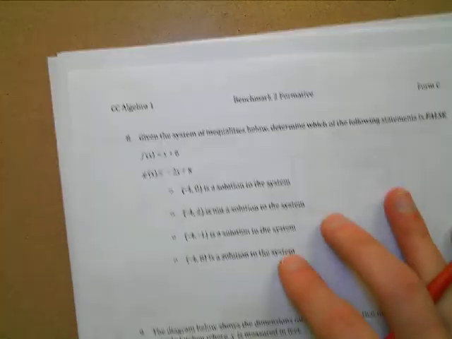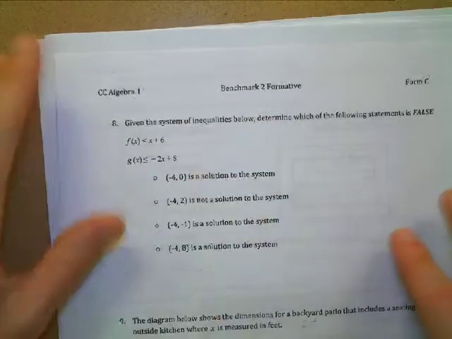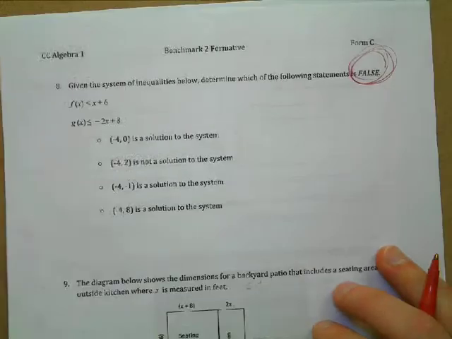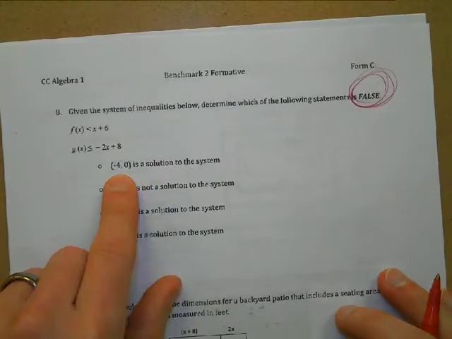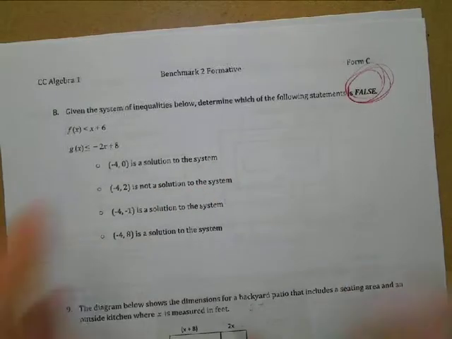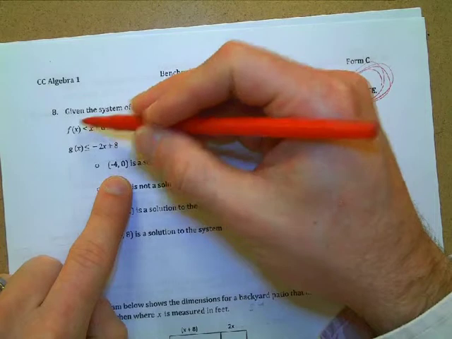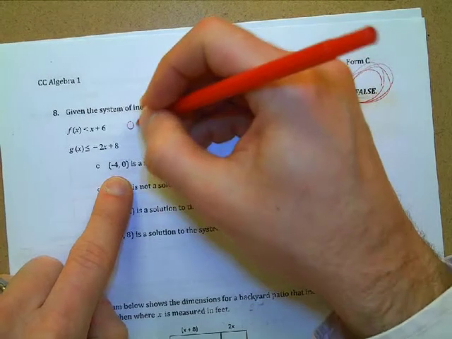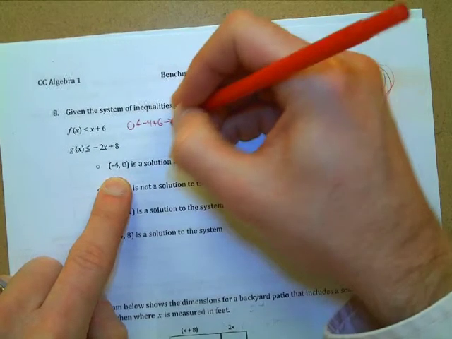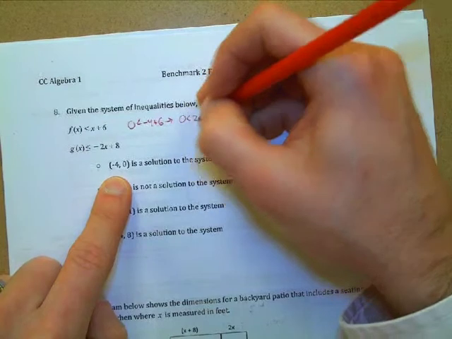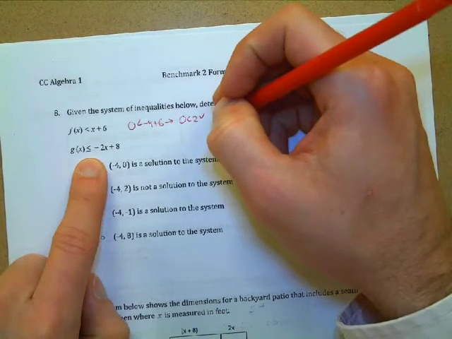All right, number 8. Given the systems of inequalities below, determine which of the following statements is false. Again, false. Please make sure you only pick the false statement here. So -4, 0 is the solution to the system. How can we check? Well, we can plug it in. So let's plug it in here. If I plug in -4, 0, -4 goes in for x, 0 goes in for y. So I get 0 is less than -4 plus 6, which simplifies to 0 is less than 2. Check, that's right.